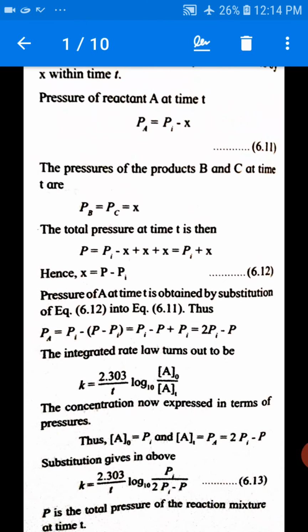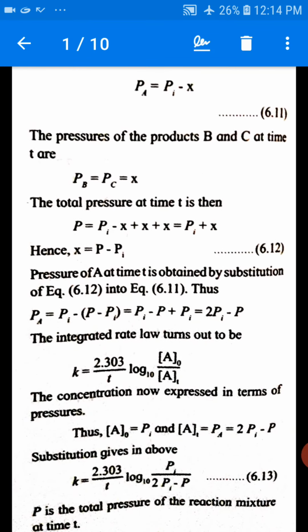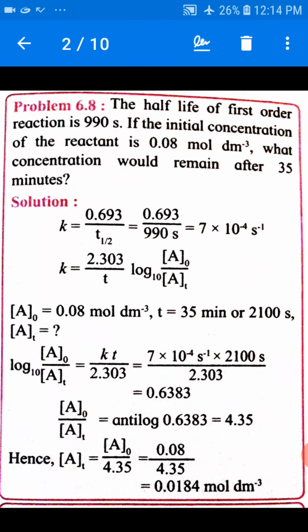The concentration is now expressed in terms of pressures. Thus A0 becomes Pi, the initial pressure, and At equal to Pa, which is equal to twice Pi minus P. Substitution gives k equal to 2.303 upon t log base 10 of Pi upon twice Pi minus P, that is equation number 6.13. P is the total pressure of the reaction mixture at time t.